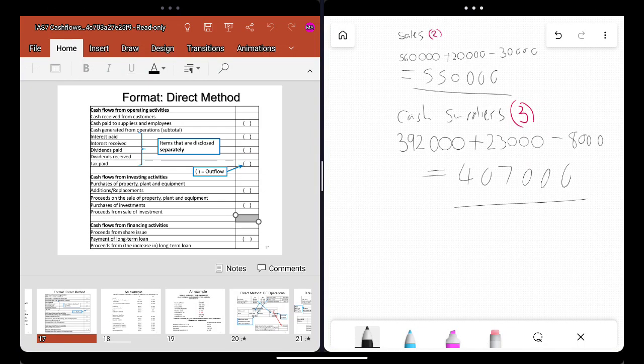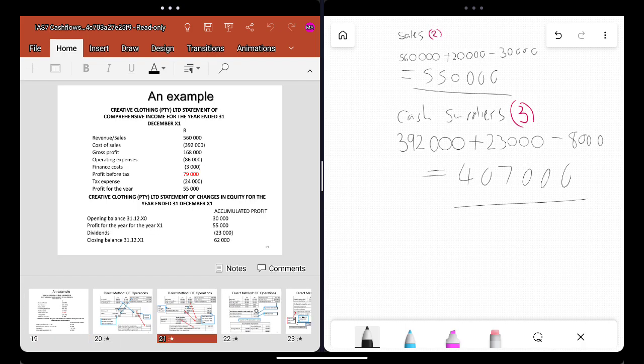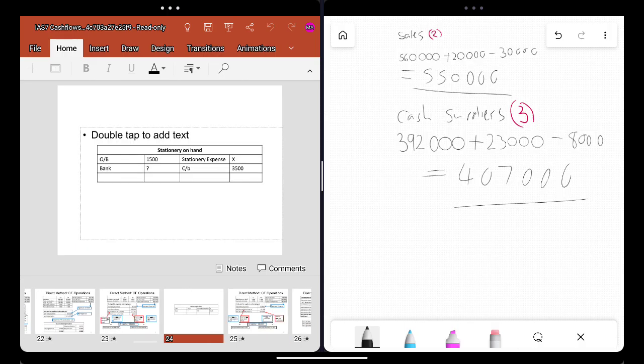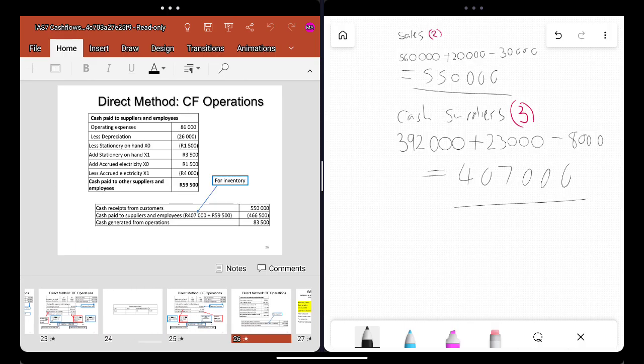Okay, so I showed you these two things: cash received from customers, cash paid to suppliers. Now let's do cash paid to employees. Look at how they calculated it, how difficult it is over here. They did all these ledgers, all this. Just look at it. It's so complicated, right? But me, Skill Spark, invented a formula.